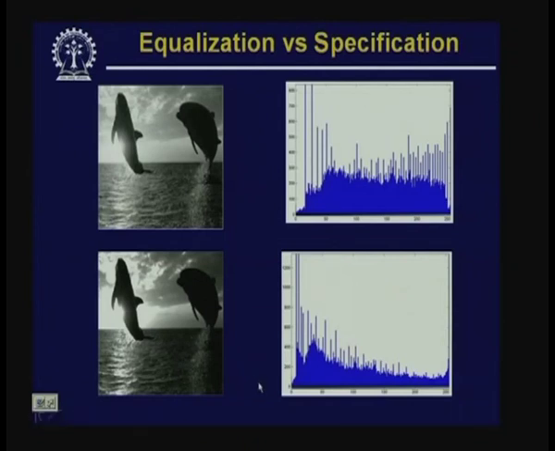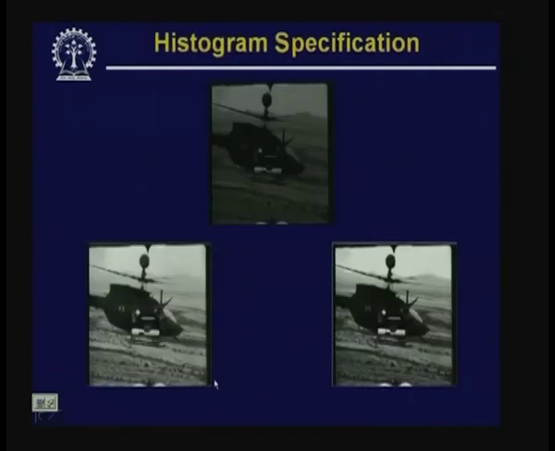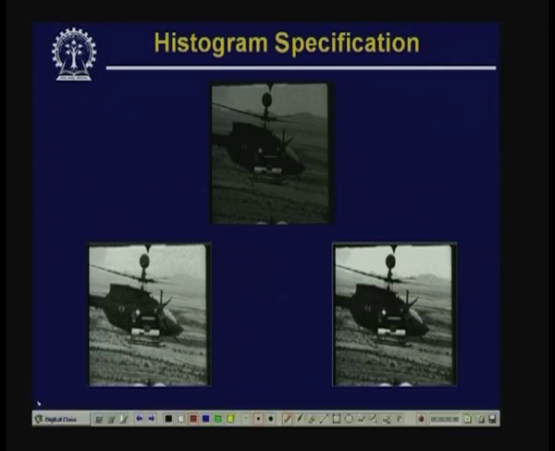So, this is our histogram specification operation. This shows another result with histogram specification. On the top we have the dark image, on the left bottom we have the histogram equalized image, on the right bottom we have the histogram specified image.